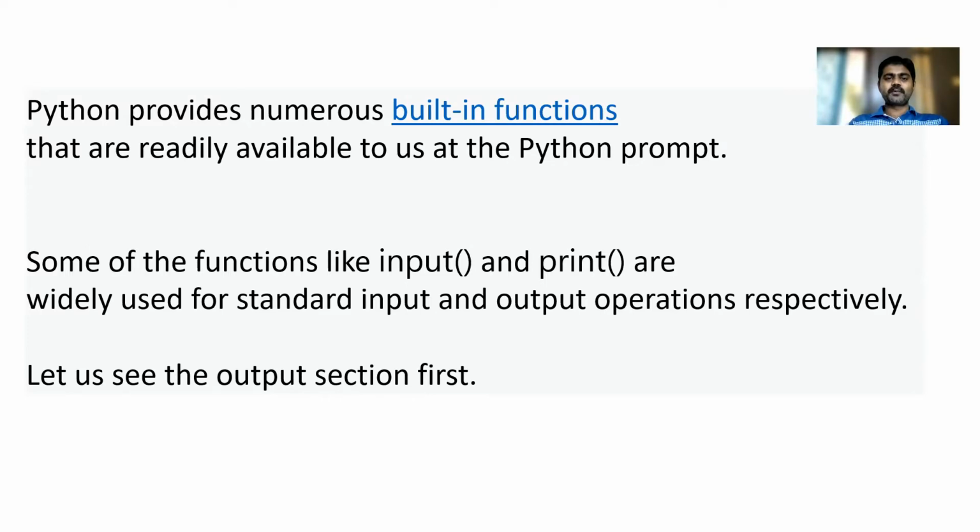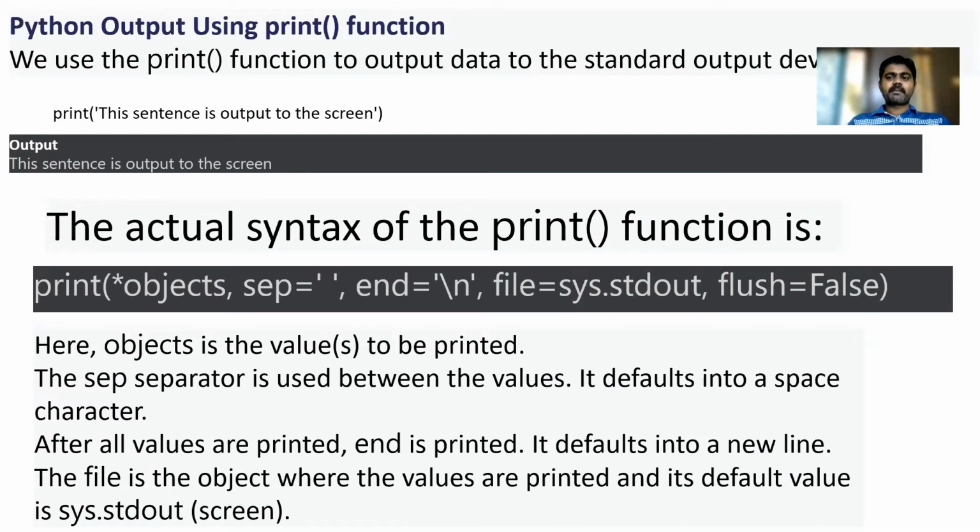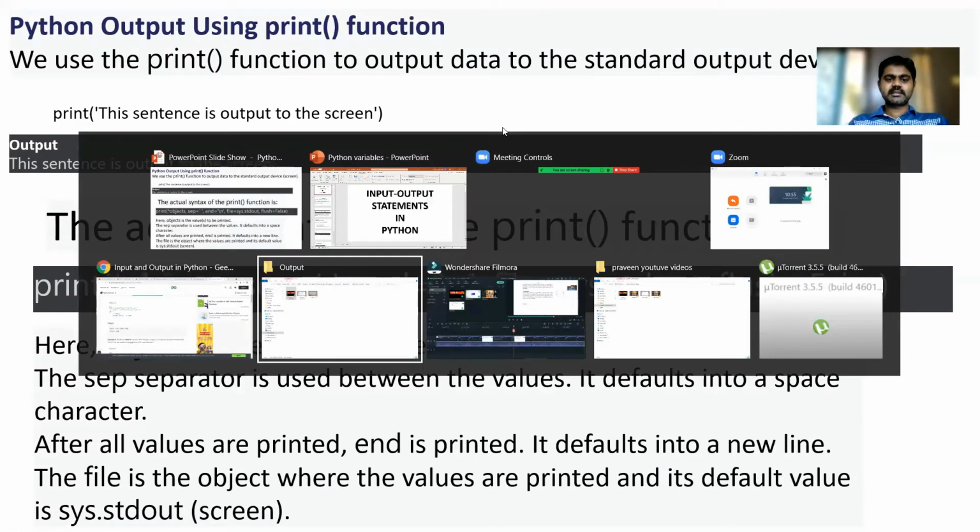So let us see the output section first so that we'll get a clear idea about output. Later on we can see the input. So Python output using the print function. We use the print function to output data to the standard output device. For example, print this sentence is output to the screen. So let us take an example.